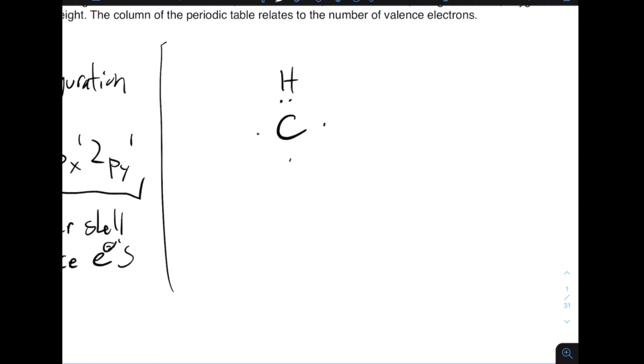So it shares an electron with carbon, so that hydrogen can achieve noble gas configuration, right? Helium, and that way carbon can fill its octet, right? So it has 8 electrons around it, so that it can fulfill its own electron configuration to achieve noble gas configuration.